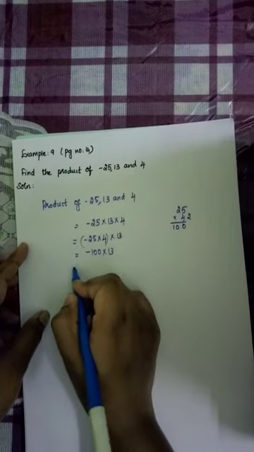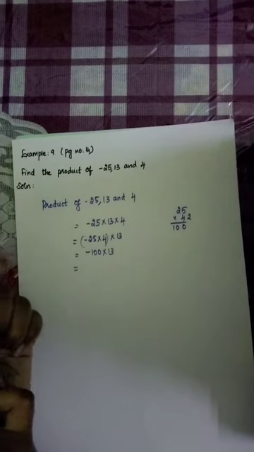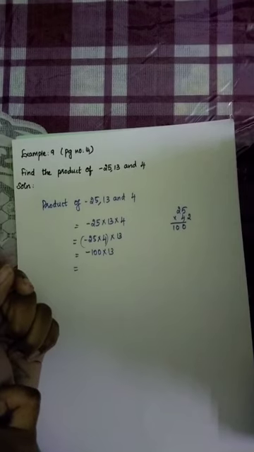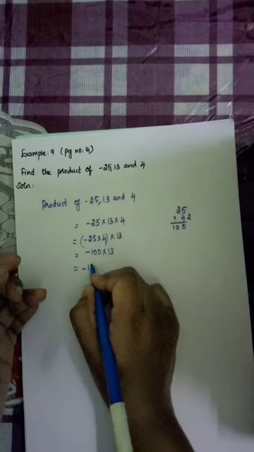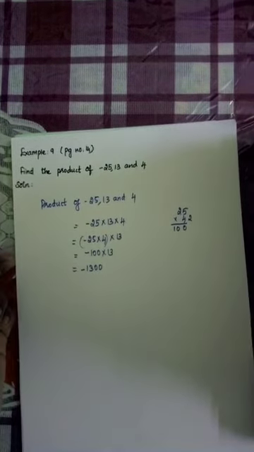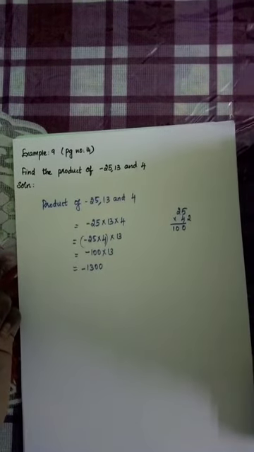Now say what is minus 100 into 13? Directly we can say it is minus 1300. Right? So this is our answer. Okay, very simple, right?